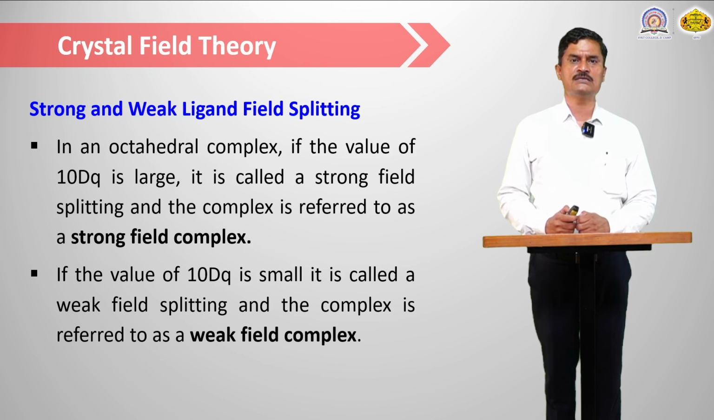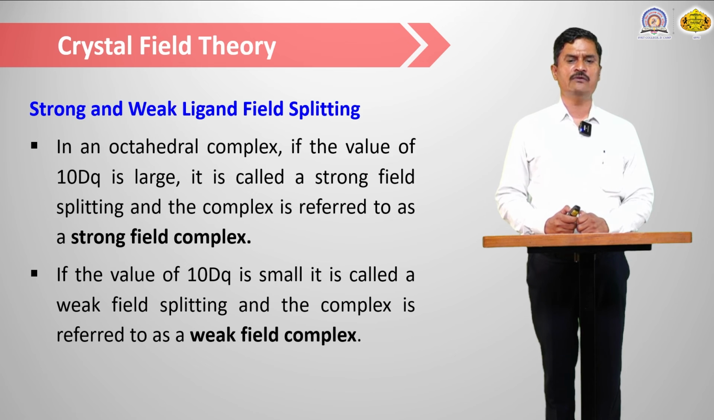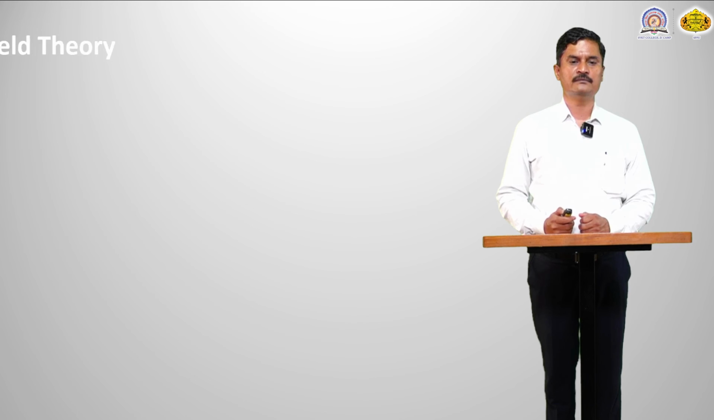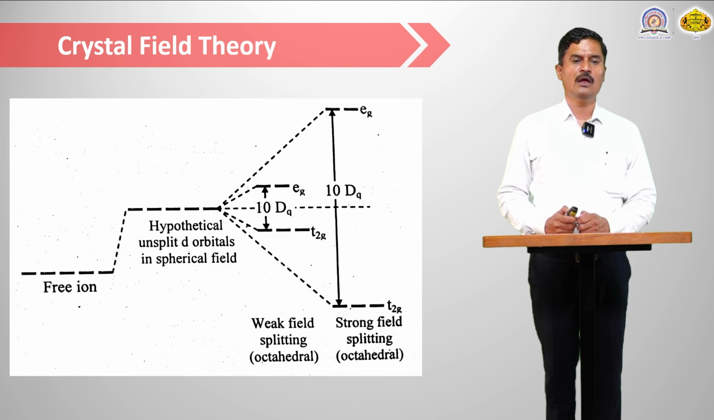Such a complex is formed when the ligands are very strong, or the central metal atom belongs to the 5d series. If the value of 10Dq is small, it is called weak field splitting, and the complex is referred to as a weak field complex. That means the ligand field is weak, or the metal atom belongs to the first transition series, the 3d series. So the 10Dq value depends upon the strong field or weak field.